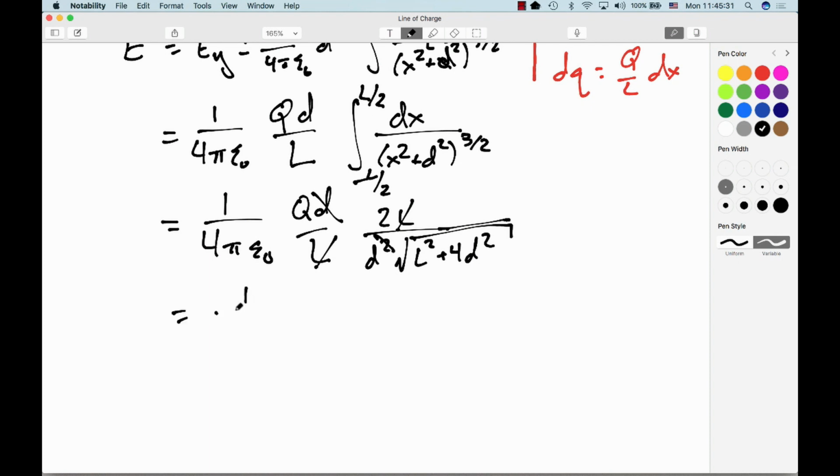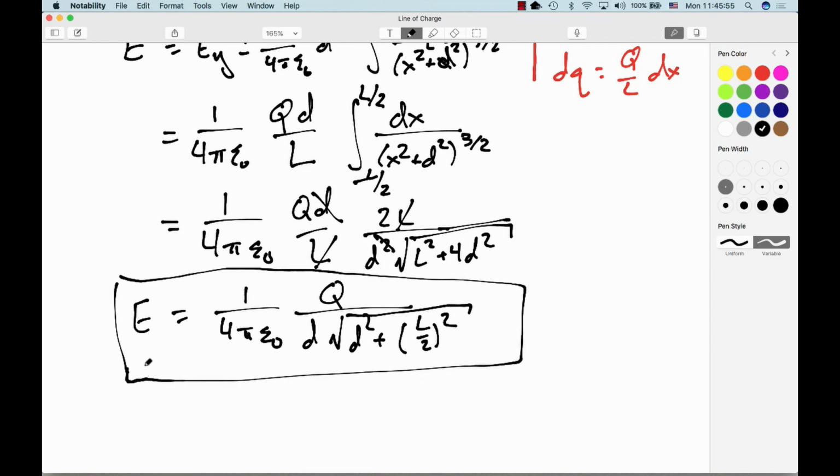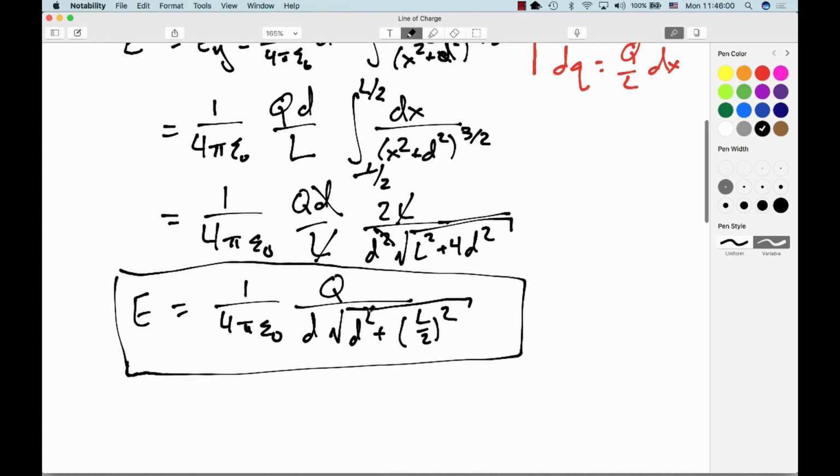And we can get this into a little more bookish format if we divide numerator and denominator by 2. If we do that, you end up with 1 over 4 pi epsilon naught times q over d times the square root of d squared plus (L over 2) squared. And that's our answer.